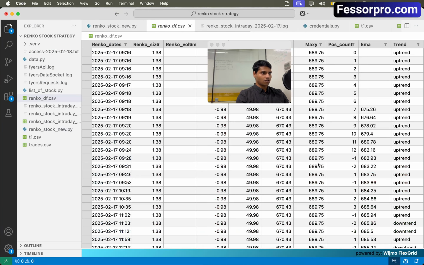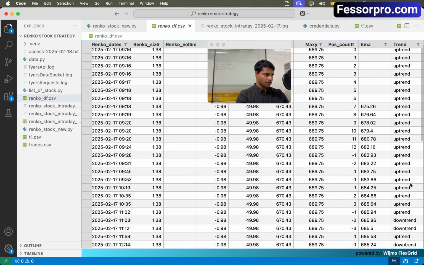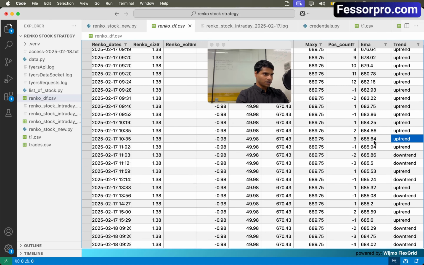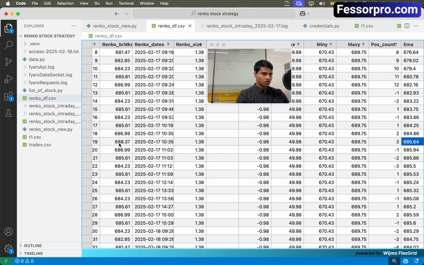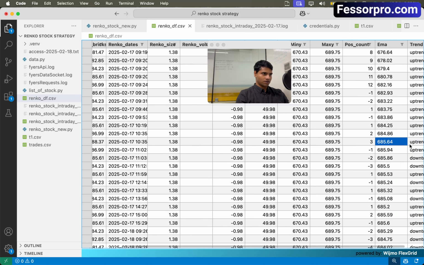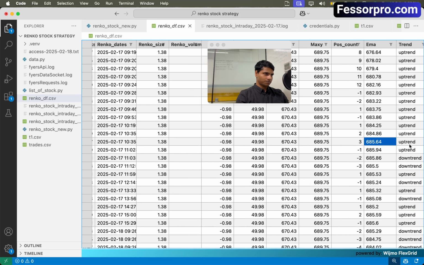So here I have another column for uptrend and downtrend. See, this is the trend column. When I say uptrend, it means this is my EMA value and this is my brick value. This is 688, this is 685. So the Renko brick is greater than the EMA, right? That's why I'm saying it is an uptrend.